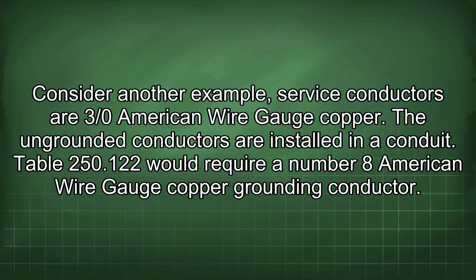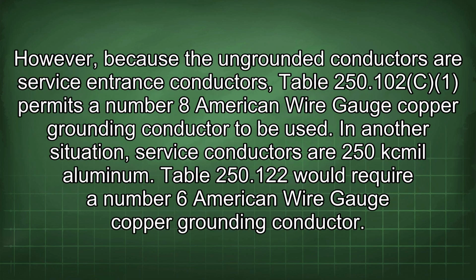Consider another example. Service conductors are 3/0 American wire gauge copper. The ungrounded conductors are installed in a conduit. Table 250.122 would require a number 8 American wire gauge copper grounding conductor. However, because the ungrounded conductors are service entrance conductors, Table 250.102 permits a number 8 American wire gauge copper grounding conductor to be used.